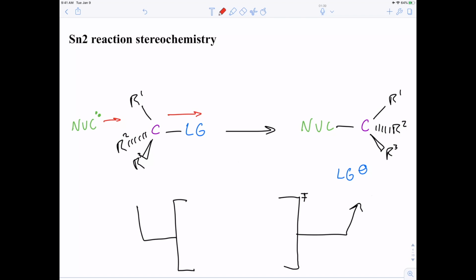That's done very much on purpose so that when this nucleophile comes in, it has to attack from this side of the molecule, behind where this leaving group is, so that the leaving group can get kicked out. And we like to call this the backside attack.